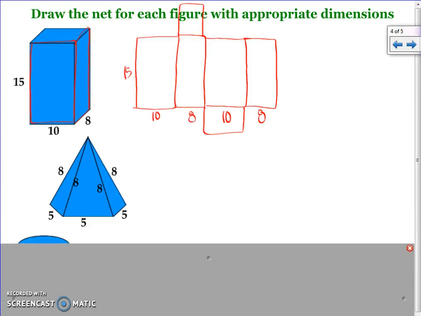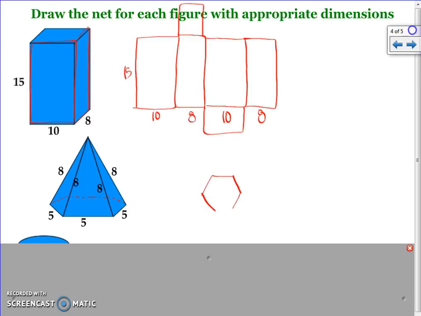All right, this one, just so you know, has a hexagon on the bottom. What do you think is the easiest way to draw pyramid nets? Draw a hexagon and then the triangles. Yes, draw whatever shape is on the bottom and then the triangles come off like a sun. So this one, we draw a hexagon.